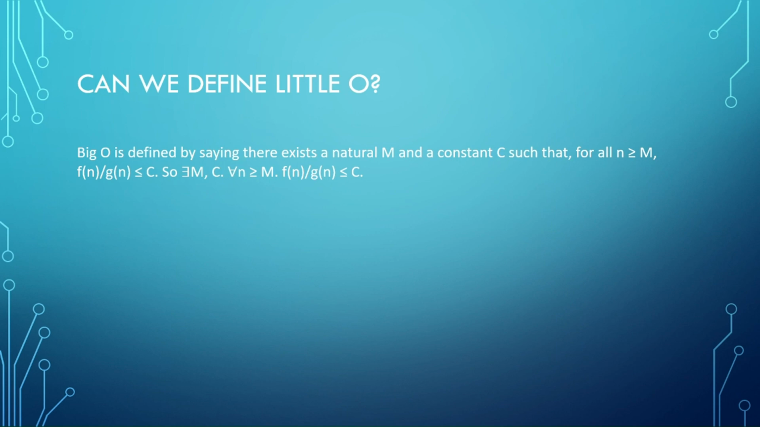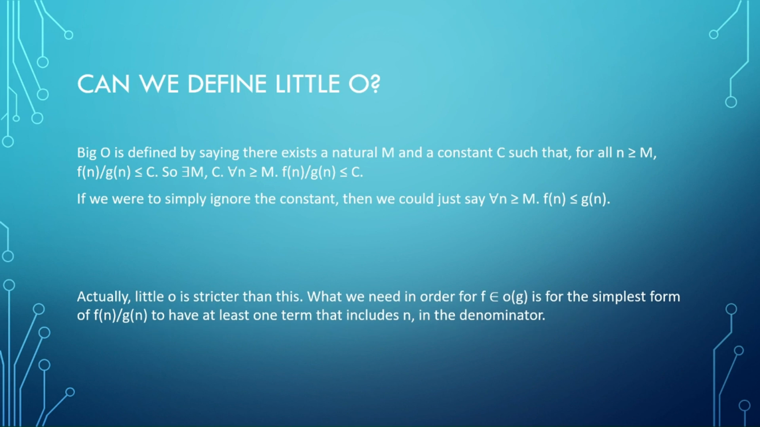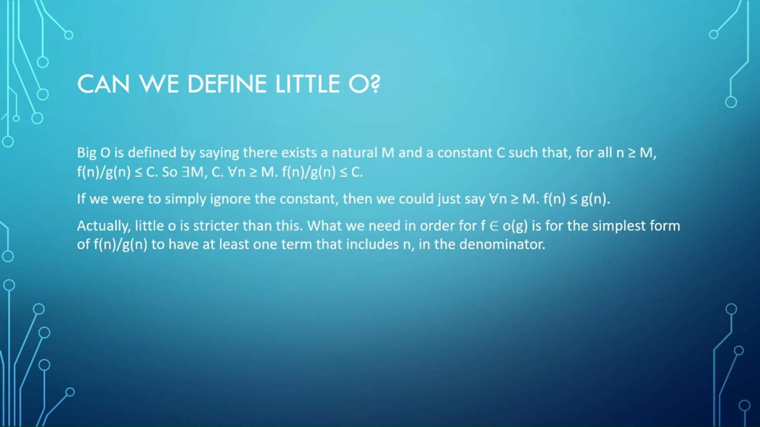So big O is defined by saying there exists a natural m and a constant c such that, well, we've seen the predicate formula before. There exists an m and a c such that for all n greater than or equal to m, f of n is less than or equal to c times g of n. If we were to simply ignore the constant, then we could just say for all n greater than or equal to m, f of n is less than or equal to g of n. Actually, little o is stricter than this.